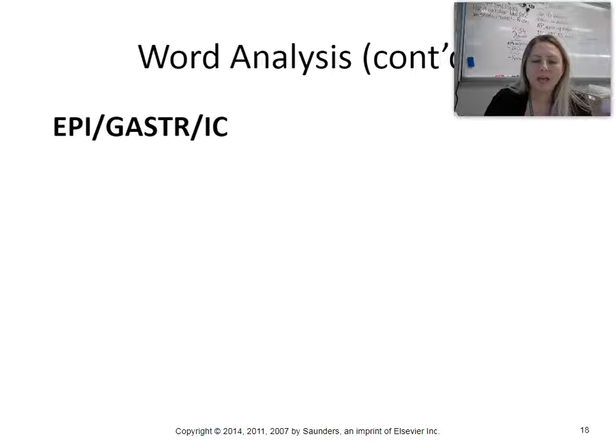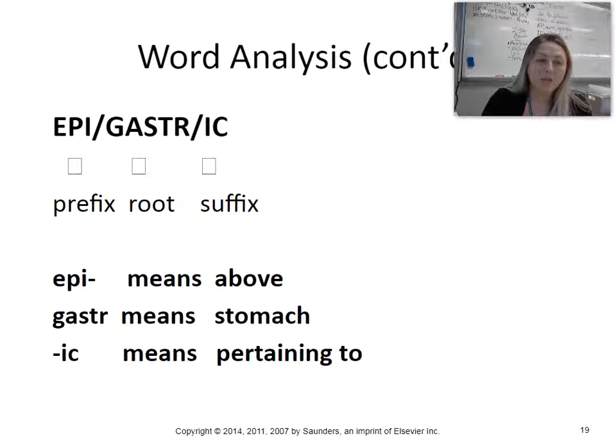Epigastric. Okay, so think about it. How many prefixes do we have? How many root words? How many combining vowels? How many combining forms? And how many suffixes do we have? So let's see. We have one prefix, one root, and one suffix. There is no combining vowel. Why? Because ic, the suffix, starts with a vowel, so we don't need that combining vowel.